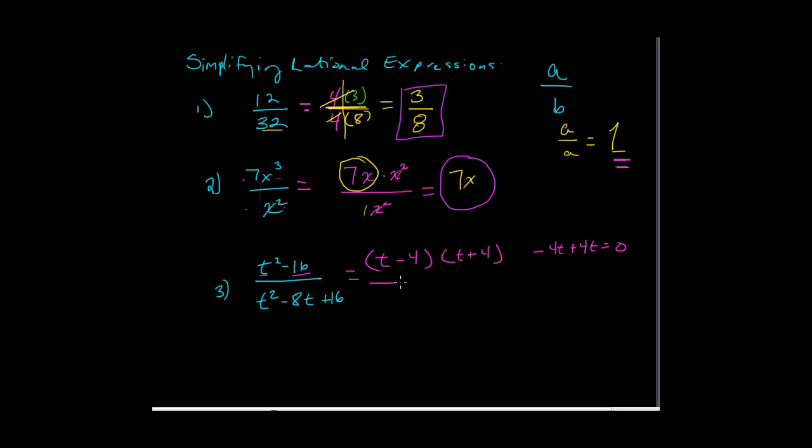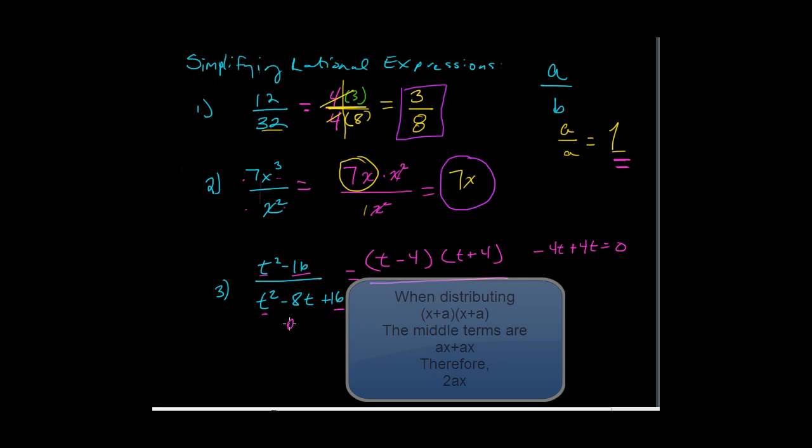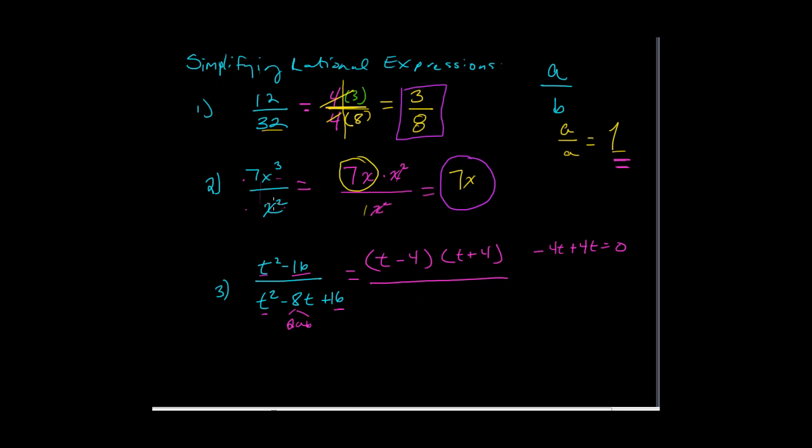So let's take a look at the denominator now. In this case, the denominator is what looks to be a perfect square trinomial. How do I know that? Because the first term is a perfect square, the last term is a perfect square, and the middle term is 2ab. This is going to be t plus 4 quantity squared. But we don't want to write it that way because we want to be able to factor this effectively. So let's undo that part, and we'll make this t plus 4 times t plus 4.